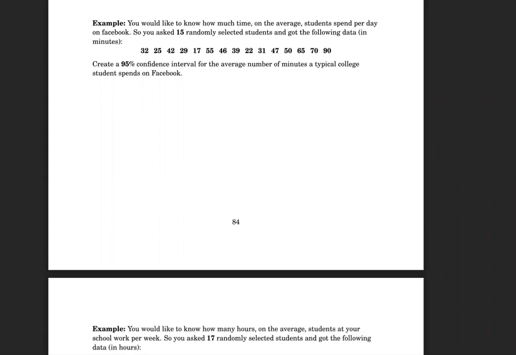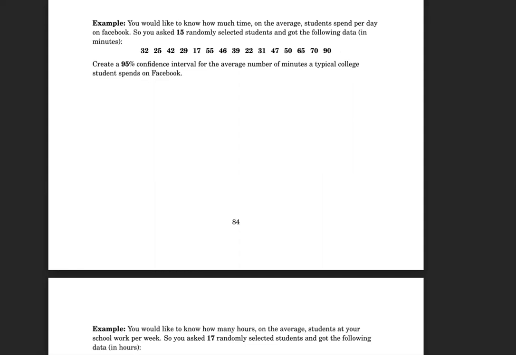You'd like to know how much time on average students spend per day on Facebook. So you asked 15 randomly selected students and got the following data in minutes. Create a 95% confidence interval for the average number of minutes a typical college student spends on Facebook.